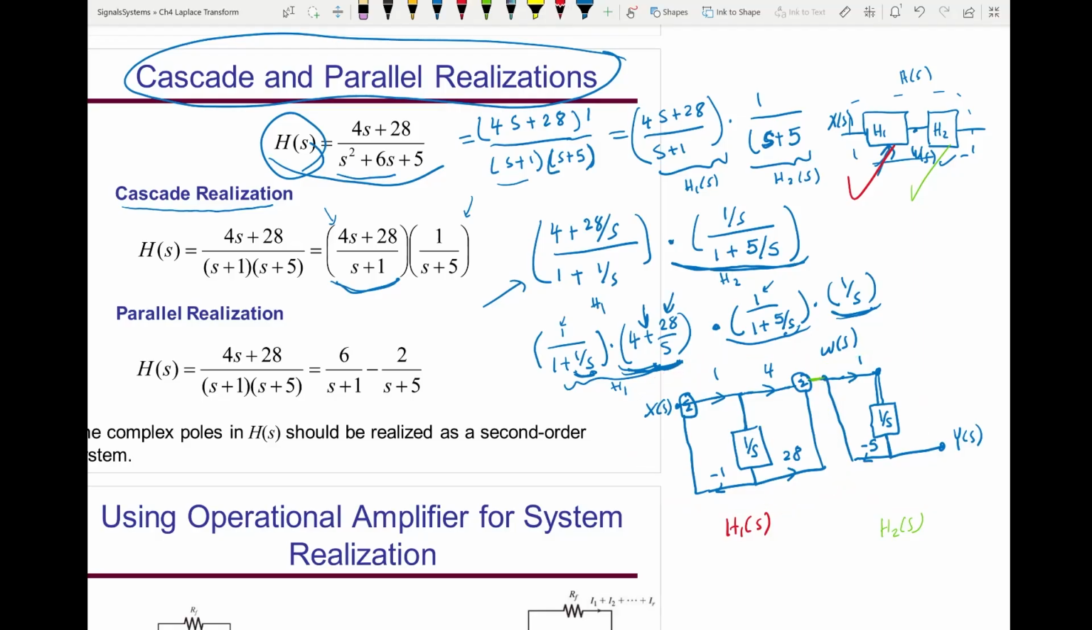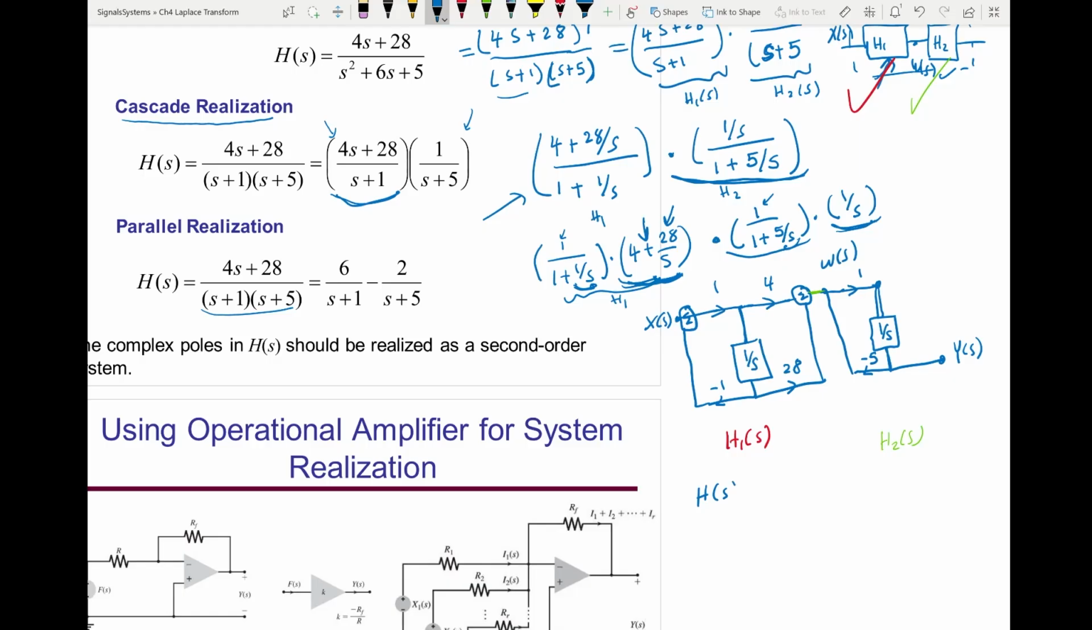Now let's build the same system using parallel realization. So to do this, we need to do partial fraction expansion. That means I express this one as h of s equal a over s plus 1 plus b over s plus 5. Then find a, find b, like the way we did it when we do the inverse Laplace transform, and you will find it to be 6, a and b will be minus 2.